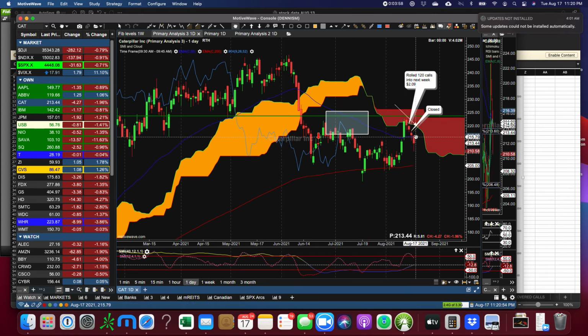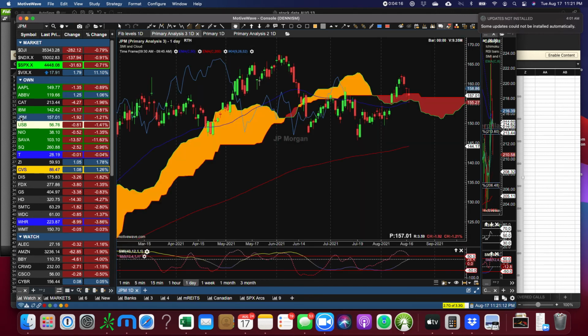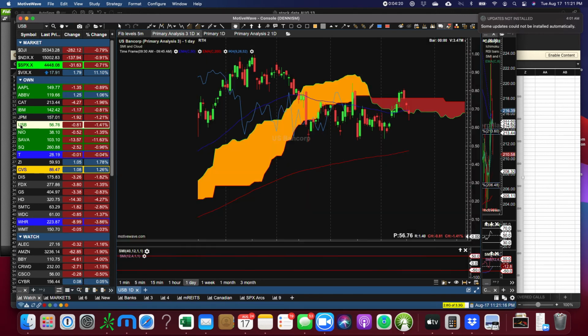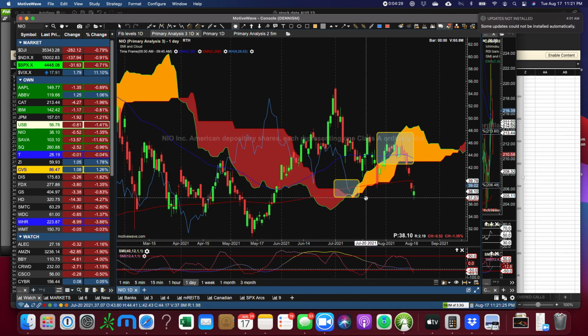Look, it dropped below the 50, and where was the Chiku span? The Chiku span was down here, but it's below the candles. Caterpillar is not one that I want to touch right now for a while. Glad we sold up here when we did. IBM holding the 50, that's a good sign. The banks, look at JP Morgan holding the 50, US Bank touching the 50, but then pulling back, getting support on the cloud. NEO, where was it today? Its low was right here. So where would that have been on the Chiku span? That would have been a Chiku span at the bottom of the cloud, getting support, and then moving back up.